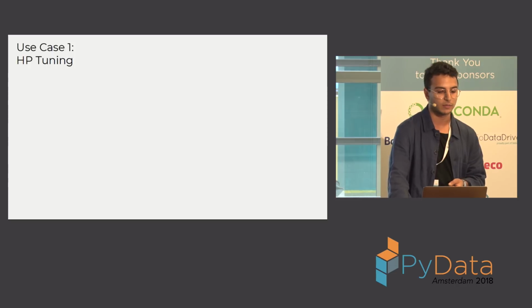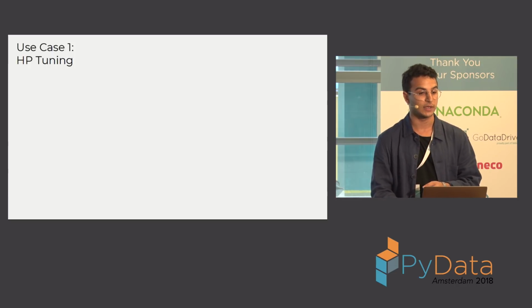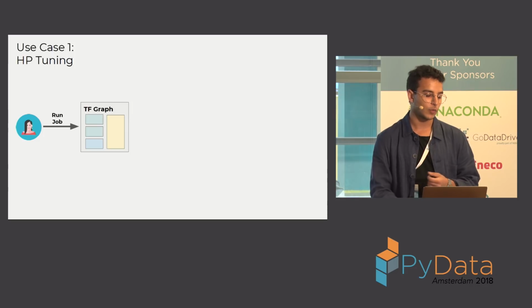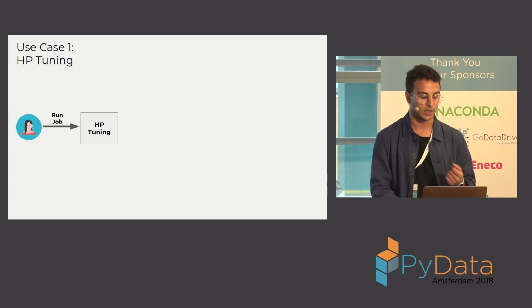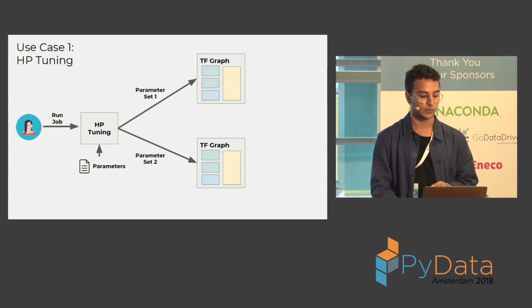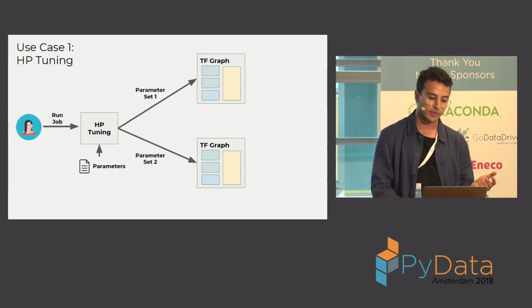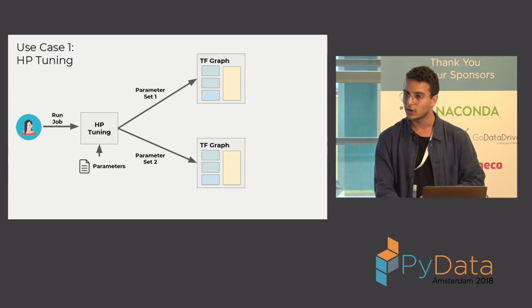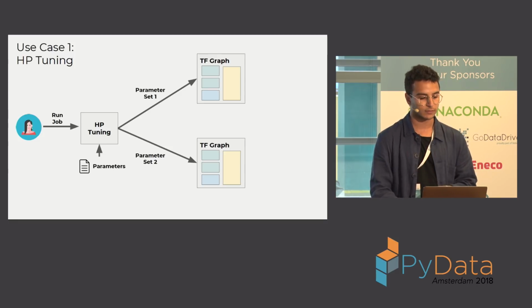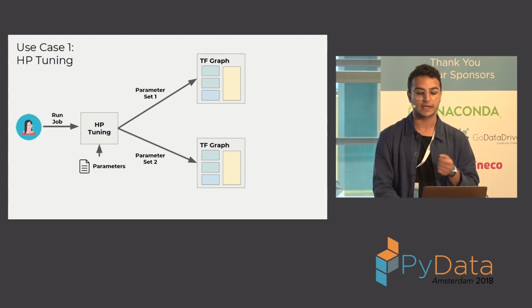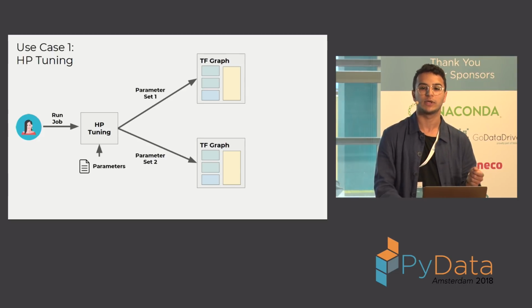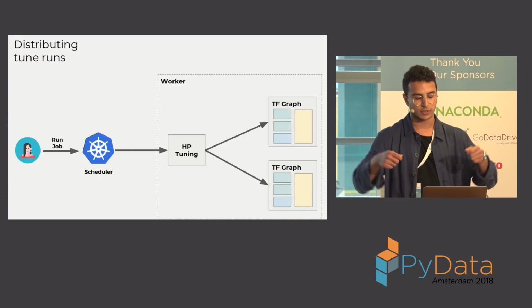So one case that we had in mind, and it was an easy win, I would say, was hyperparameter tuning. So we all know that as a data scientist, okay, you have a TensorFlow graph that you'd like to run, but in fact, you're also doing hyperparameter tuning, which means that you get a set of parameters, and then you start different runs with distinct sets of parameters. So the question would be, how can I schedule these separately? How can I make Kubernetes aware of these separately to start them on different machines?